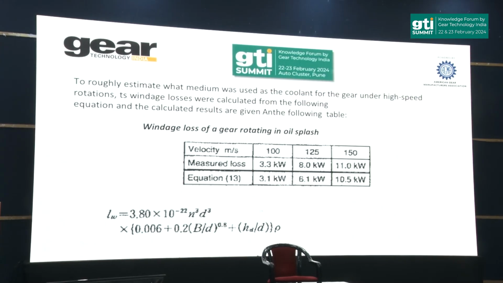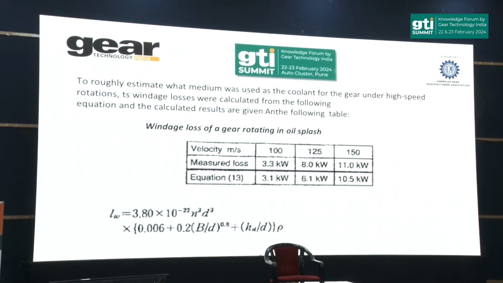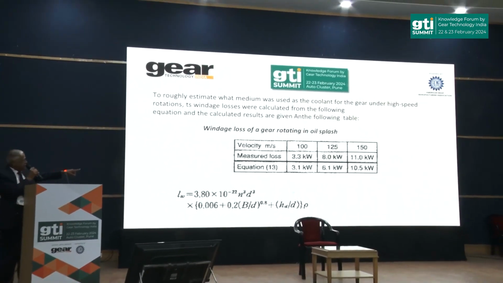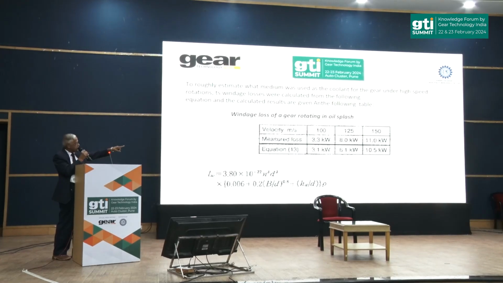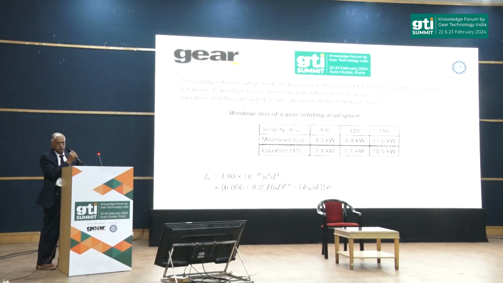You have 100 meters per second as a velocity. The measured loss was 3.3 kilowatts, and the equation below gives the windage loss. It was measured as 3.1. At 125 meters per second velocity, you can see 8 and 8, 6.1. At 150 it is 11 and 10.5.